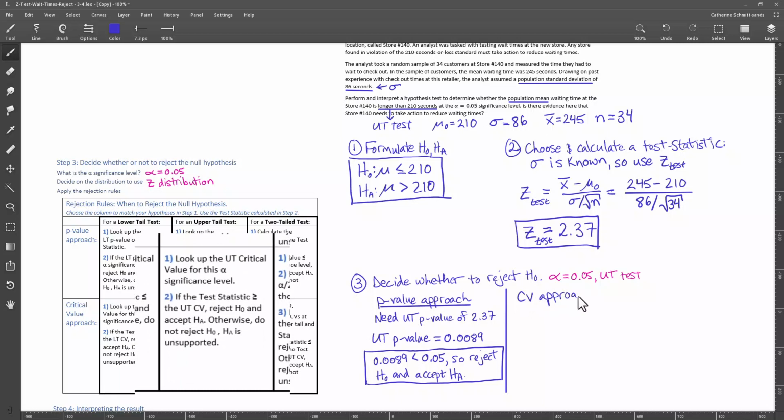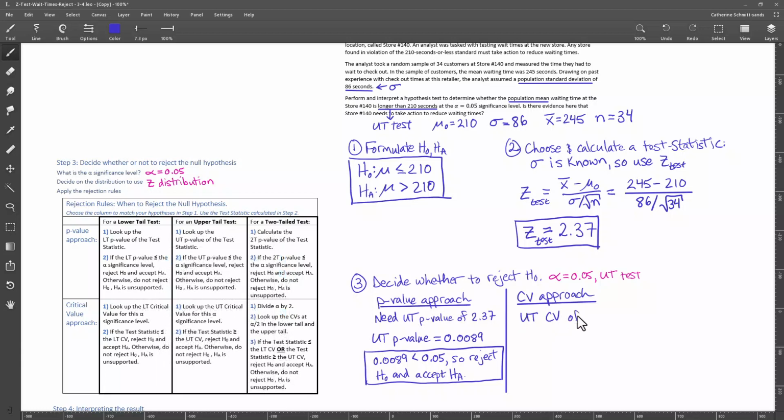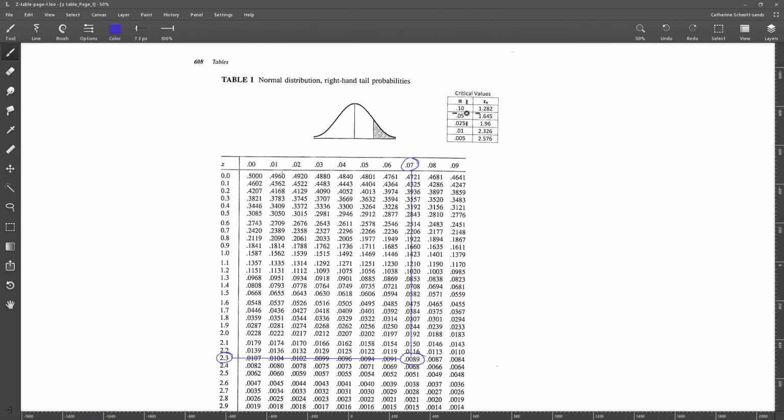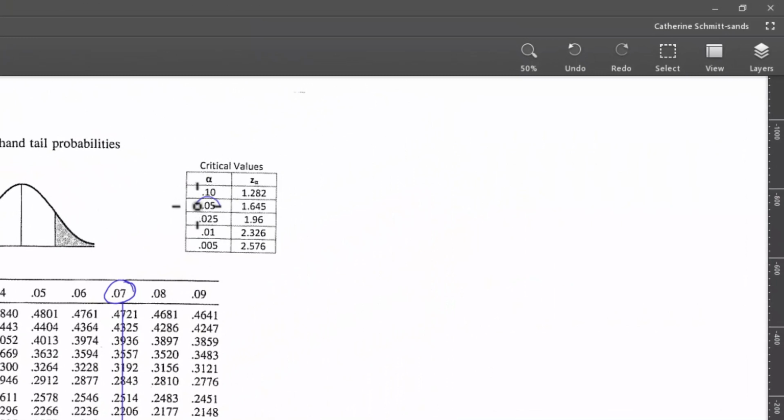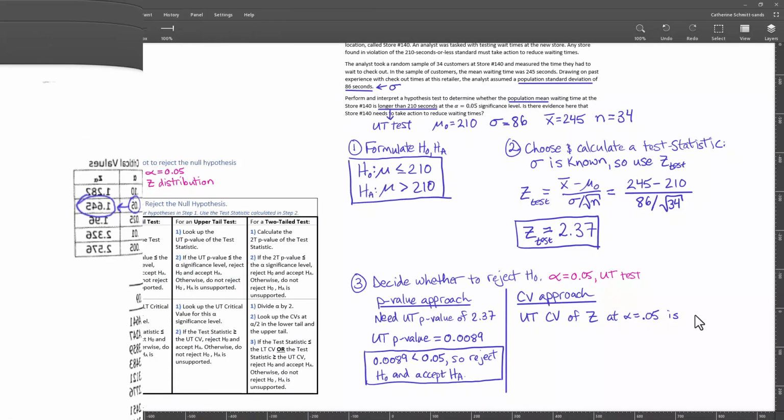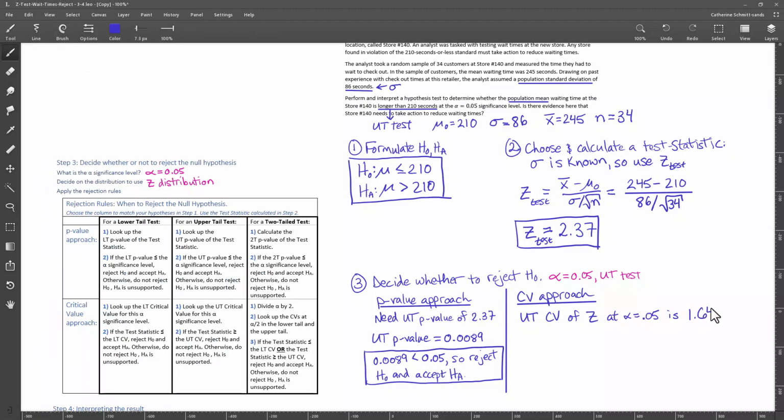First step says look up the upper tail critical value for this alpha significance level. So the upper tail critical value of z at alpha equals 0.05 is something that you're going to find on the z table in the critical value inset in the upper right hand corner. So our alpha is 0.05, which means our z critical value is 1.645. Since this is an upper tail test, we just leave it positive because upper tail critical values of z are positive, being in the upper tail.